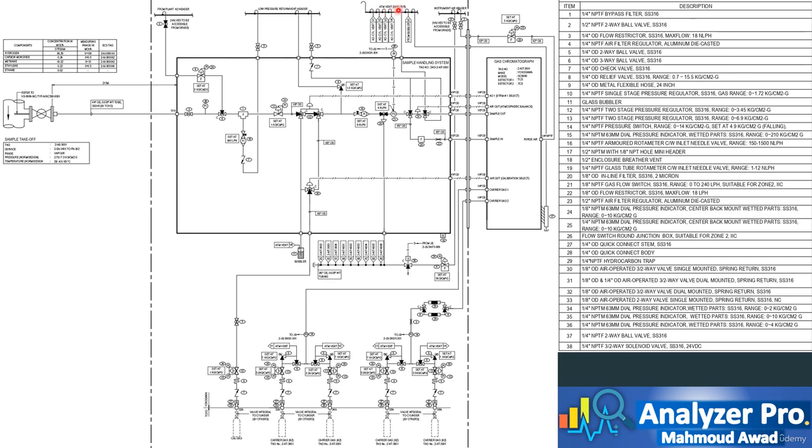We can also see in the sample conditioning panel the calibration valve that is used to inject sample from the calibration gas cylinder when needed, to validate or calibrate the analyzer. Also, the gas chromatograph requires carrier gas to operate, so we can see the carrier gas cylinders and its regulators and relief valves to supply the gas chromatograph with the needed carrier gases.